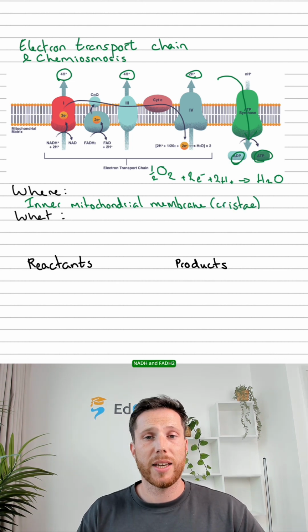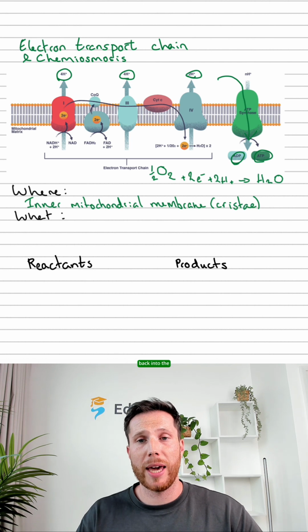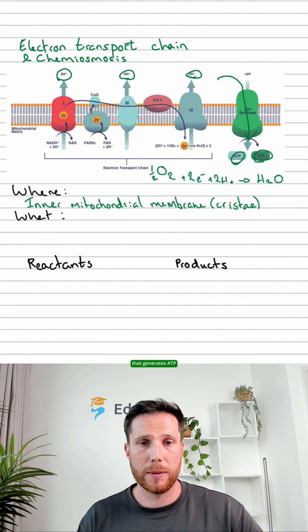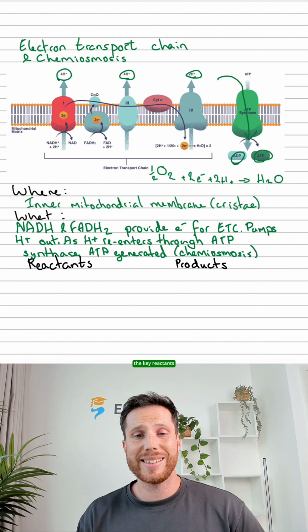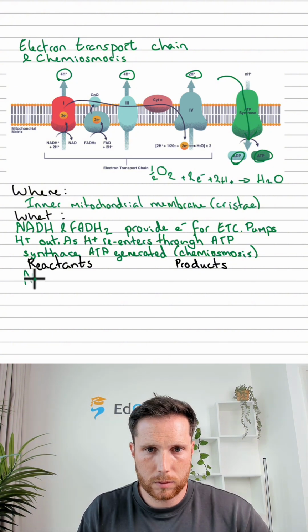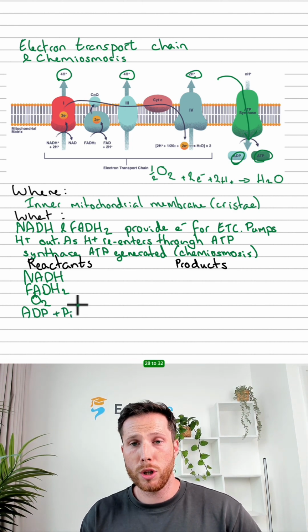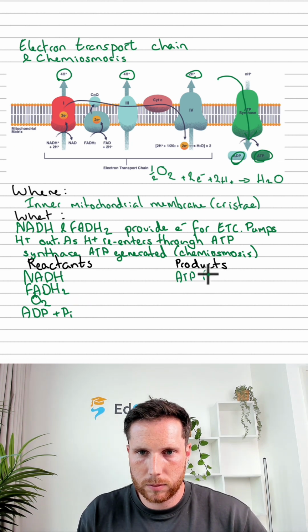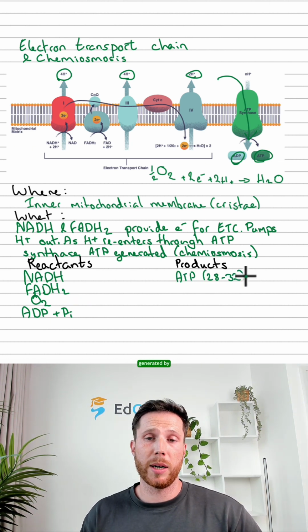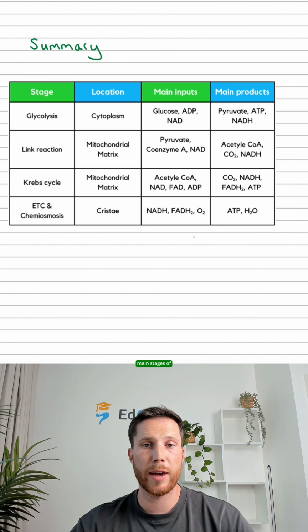And what happens is the NADH and FADH2 provide electrons for the electron transport chain, which pumps hydrogen protons into the intermembrane space, and then as they flow back in through the ATP synthase, that generates ATP. The key reactants here are going to be the NADH and the FADH2, the oxygen, which is used as a final electron acceptor, and the ADP plus phosphate. And then the products are going to be lots of ATP, somewhere around 28 to 32, depending on how efficient the process is, and water, which is the waste product generated by the oxygen with the electrons and the hydrogen protons. So those are the main stages of aerobic respiration.